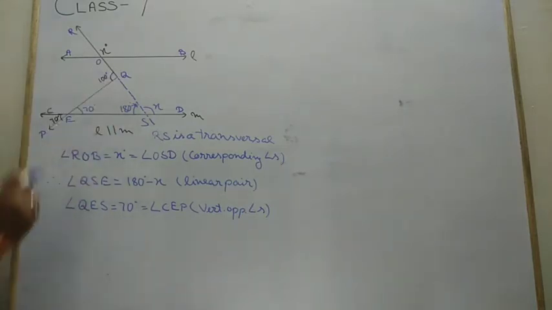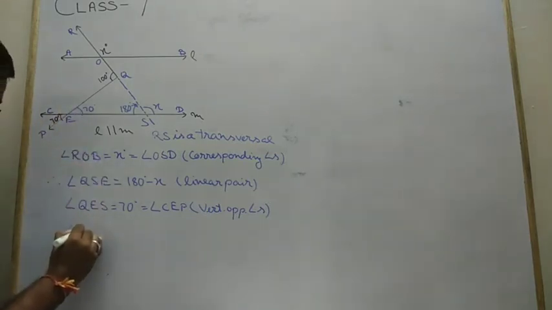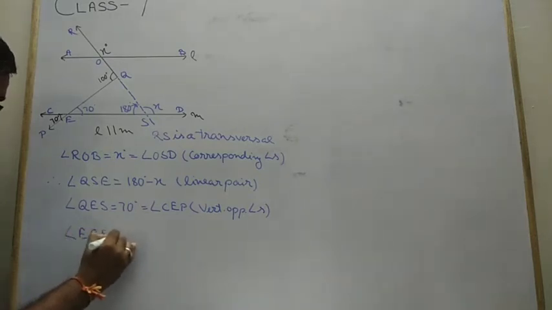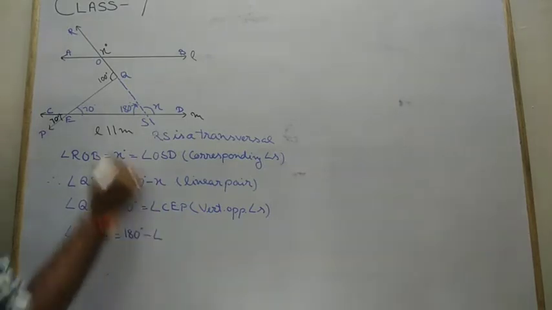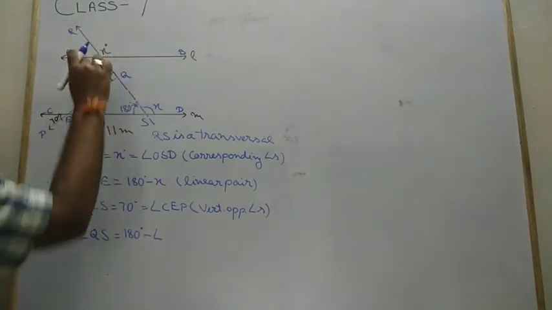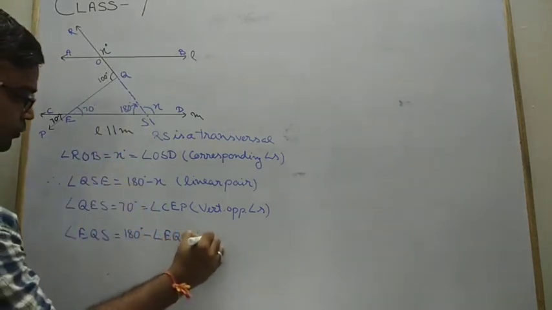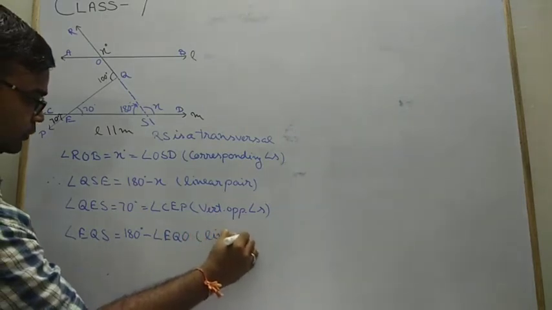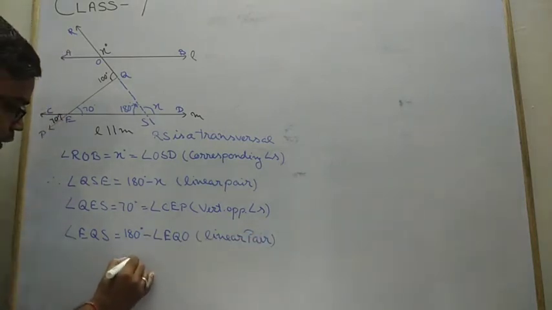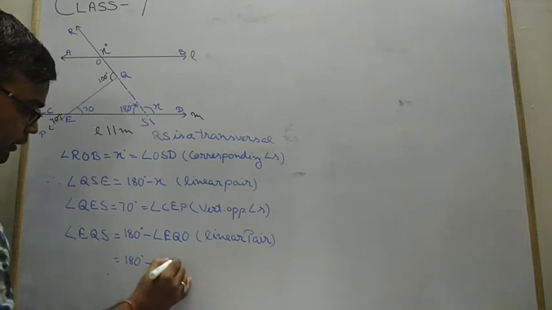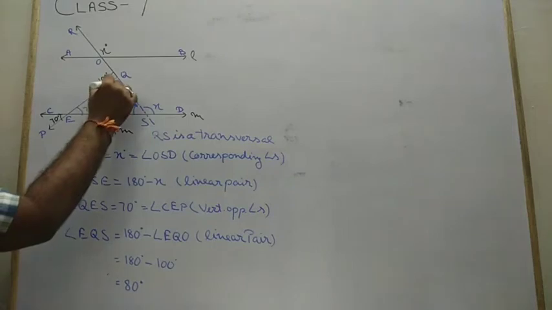Now what about this one? Angle EQS equals 180 degrees minus angle EQO, by linear pair. So it is 180 degrees minus 100 degrees. It's 80 degrees. Now we have all three angles of this triangle.